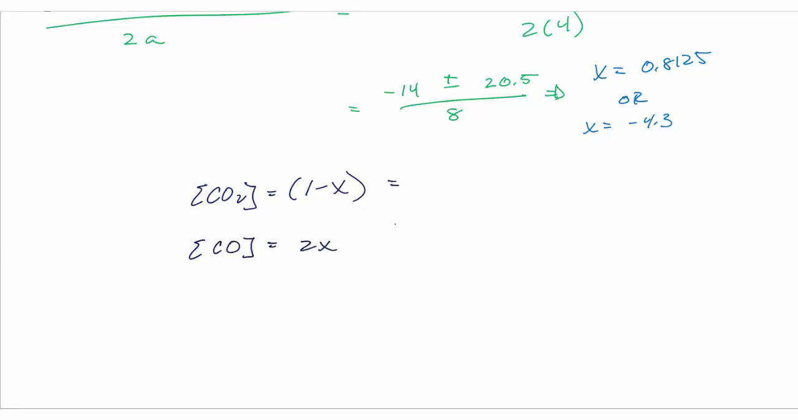Okay, so I think it's kind of obvious which one won't work. Can't have negative answers, right? So our x must be 0.8125. So 1 minus 0.8125 is 0.1875. And 2 times 0.8125 is 1.625.